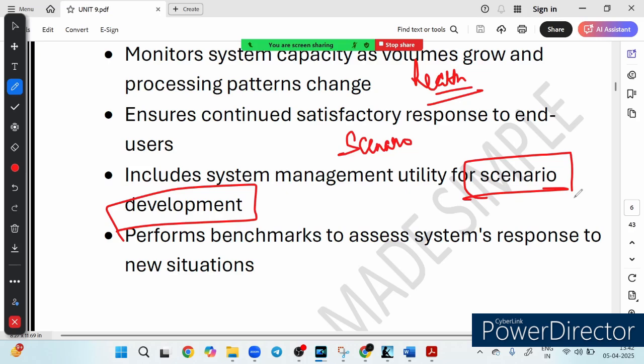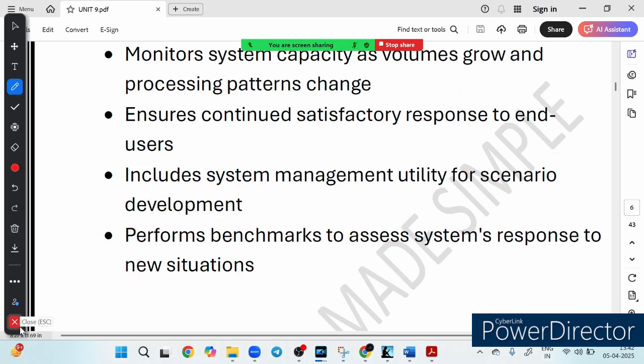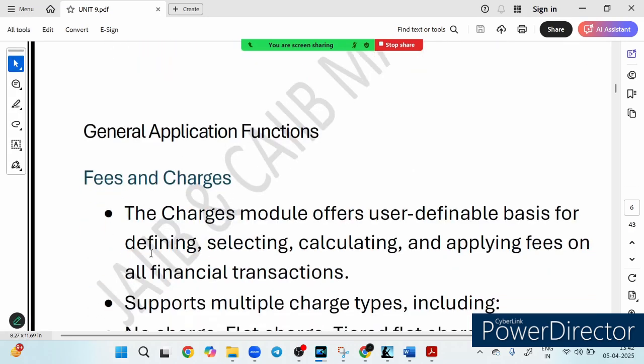So to summarize, we can say bulk transaction, crash-proof system, super fast performance at all times. That is the modern banking system, a silent warrior working round the clock so that you, the customer, never have to wait. I hope that makes sense to you. Now friends, let's switch our attention to general application functions.